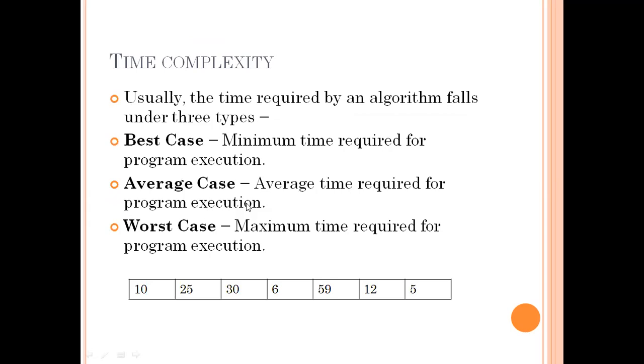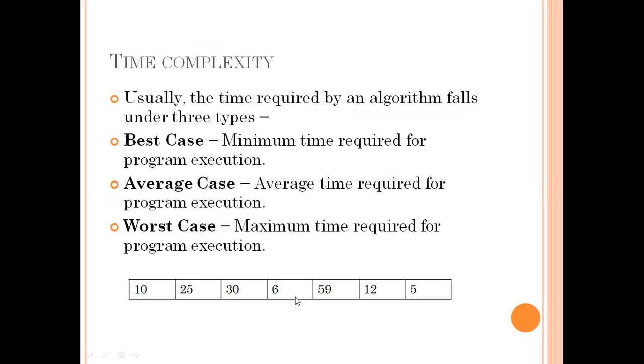Usually, the time required by an algorithm falls under three types. First is the best case, second is the average case, and third is the worst case. Best case means minimum time required for program execution. Average means average time required for program execution. And worst case means maximum time required for the program execution. See the example.